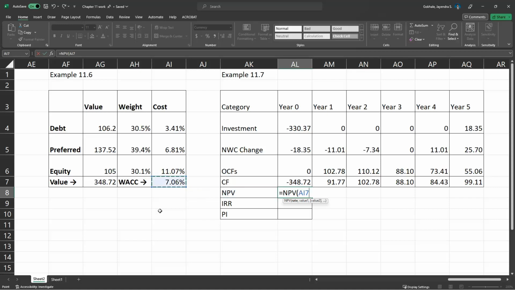So NPV, the rate, and then the year 1 onward cash flows plus the year 0 cash flow. So this is 33.22. Looks like the project is feasible because NPV is greater than 0. And we can similarly find out the internal rate of return here on those cash flows, which is 10.6%, greater than WACC. And finally, the profitability index is NPV divided by the initial investment, which is 9.53%.